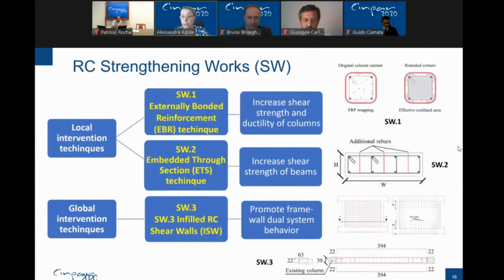The same work was done for reinforced concrete structures. So we consider local intervention techniques such as externally bonded reinforcement to increase shear strength and ductility of columns, and embedded through-section technique in order to increase shear strength of beams. And finally, as a global intervention technique, we consider infilled reinforced concrete shear walls to promote the frame-wall dual system behavior and to increase the bearing capacity of the reinforced concrete structure.